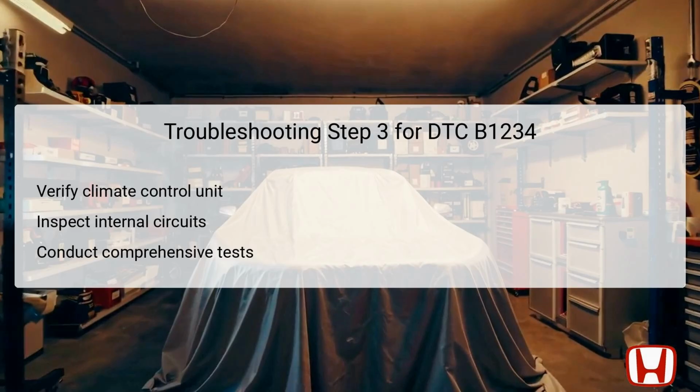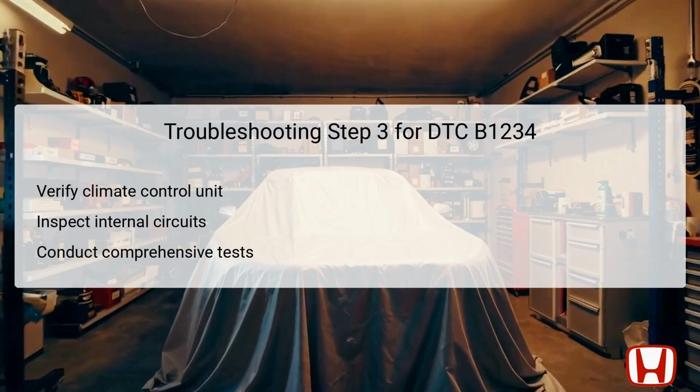The third troubleshooting step involves monitoring the climate control unit, ensuring that it properly receives and processes inputs from the air mix control motor. To do this, reconnect the climate control unit while leaving the air mix control motor disconnected. Then turn the ignition to the on position. An internal circuit inspection needs to yield approximately 5 volts during this phase.